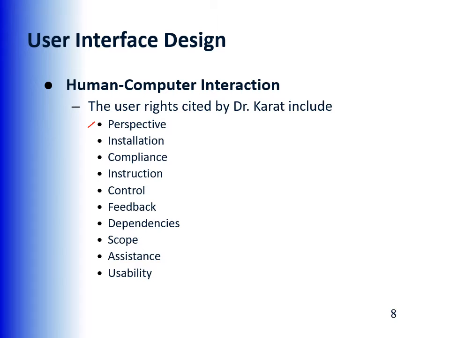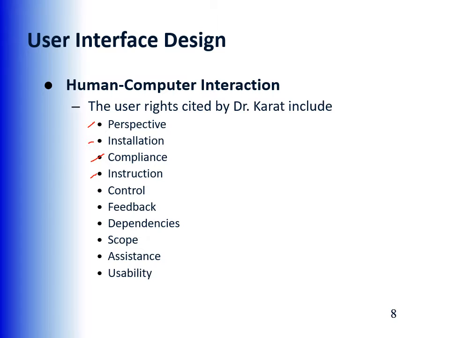Okay, so the second one is installation. Okay, for example, the user has the right to install and uninstall software and hardware systems easily without negative consequences. Okay, compliance, meaning that the user has the right to a system that performs exactly as promised. Okay, instruction, the user has the right to easy to use instructions, which is by having a user guides online or can contextual help, right?